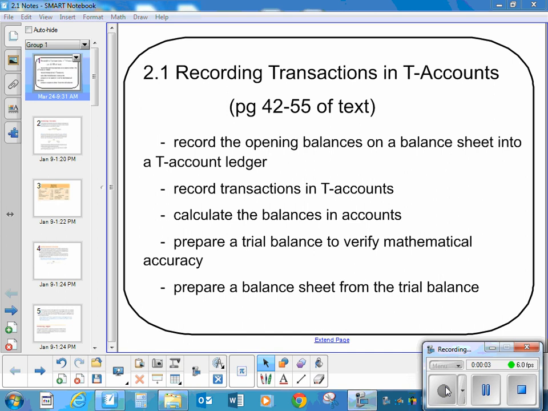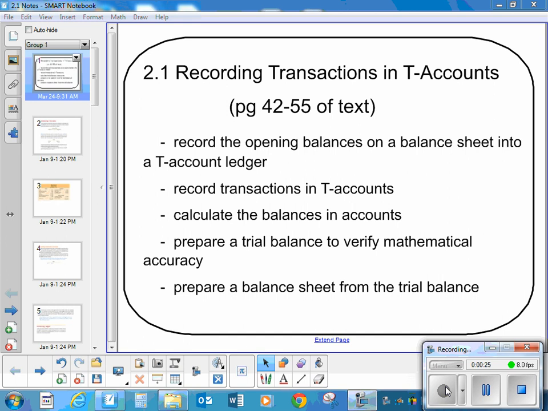Okay, so 2.1, recording transactions into T accounts. I'd already told you that we had used a transaction analysis sheet, which was not an actual formal document that accountants make. We're going to go into something a little more detailed now. We're going to talk about T accounts. These are just something that we use while we're learning. Accountants will not be using T accounts.